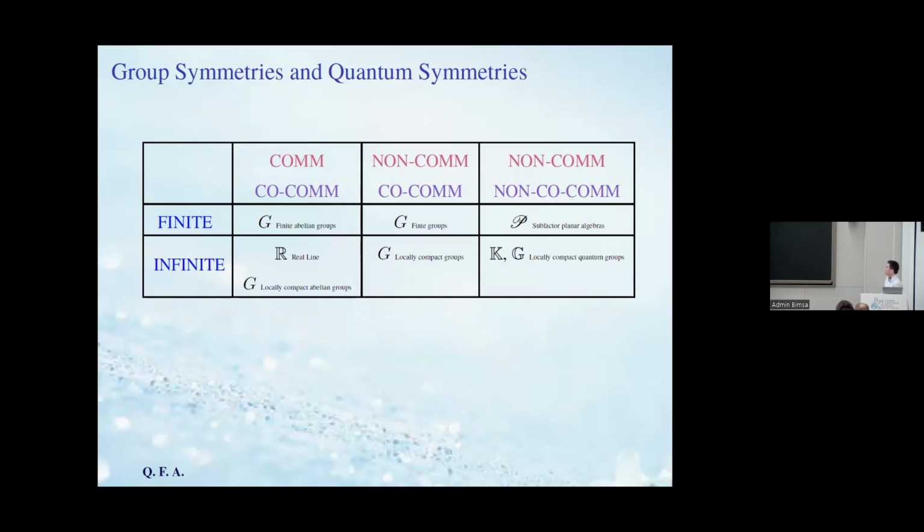So in summary, we have the usual classical symmetry, and the quantum symmetry here. But unfortunately, we don't have a rigorous definition of quantum symmetry. So when I say quantum symmetry, I simply mean the subfactor. For a finite abelian group, it is finite, and its dual is also finite and commutative. And for the real line and locally compact abelian groups, it is infinite, because the number of elements inside is infinite, but the group itself is commutative, and its dual side is also commutative. So this is the classical one.